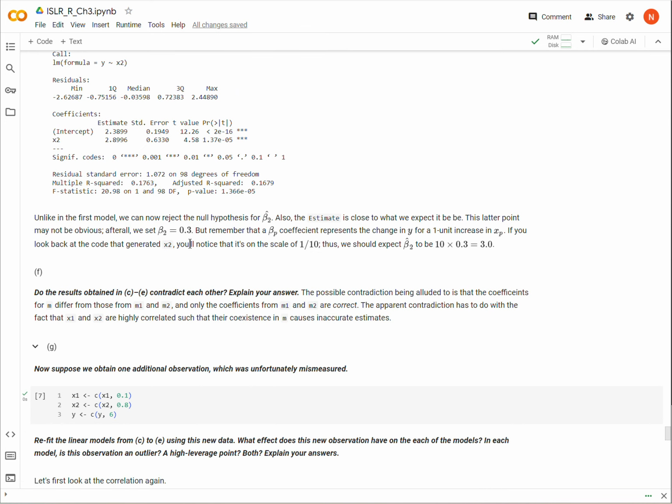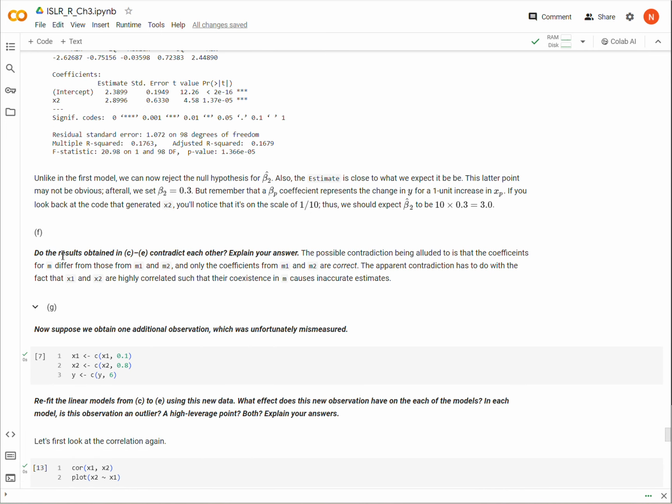Okay, so this asks, is there a contradiction here? And explain your answer. So I'm not really sure how to answer whether or not there's a contradiction here. I just explained what the apparent contradiction is, right? That when we include both variables, we don't get recognizable outcomes, but when we just look at one variable at a time, we do get recognizable outcomes.